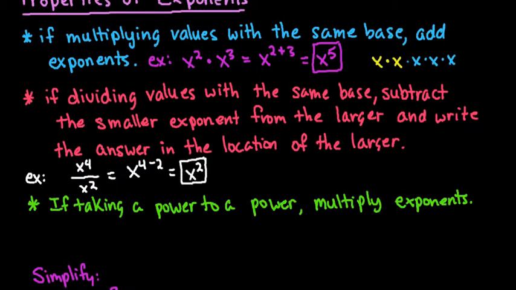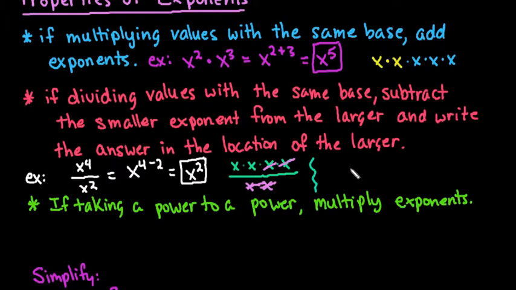So again, it's always important to kind of understand why this works the way that it does. The reason this works is on the top I have x times x times x times x. And then on the bottom I have x times x. So we can see that there's 2 of them that we can cancel out. And we're left with 2 on the top. So that's why we subtract the exponents.